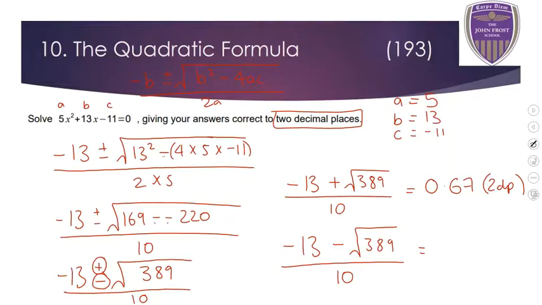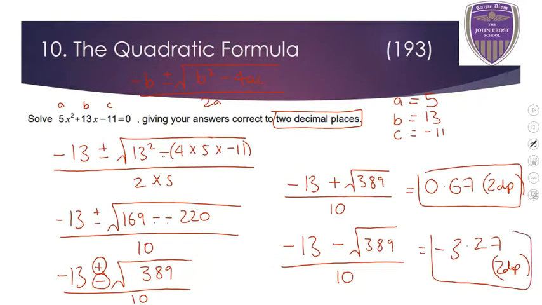So minus 13 minus root 389 all over 10 should be minus 3.27 to 2 decimal places. So those are your 2 solutions to that equation. Okay.